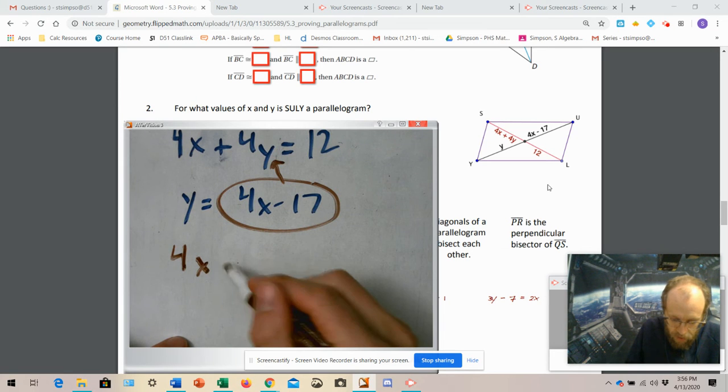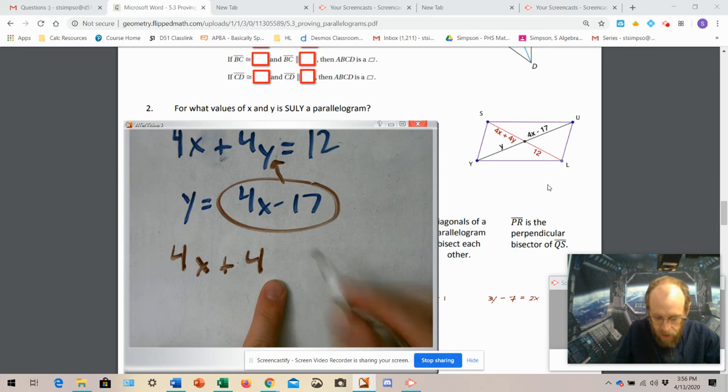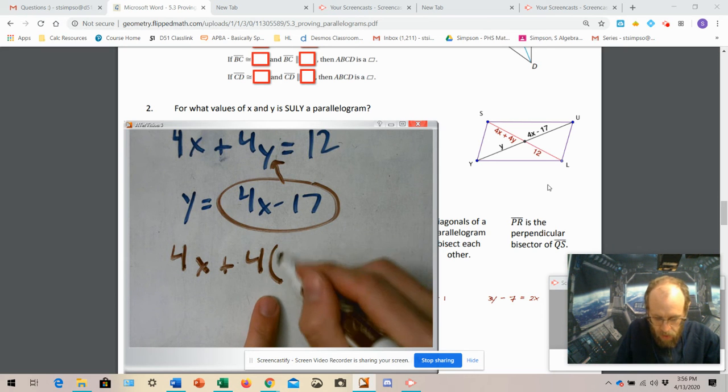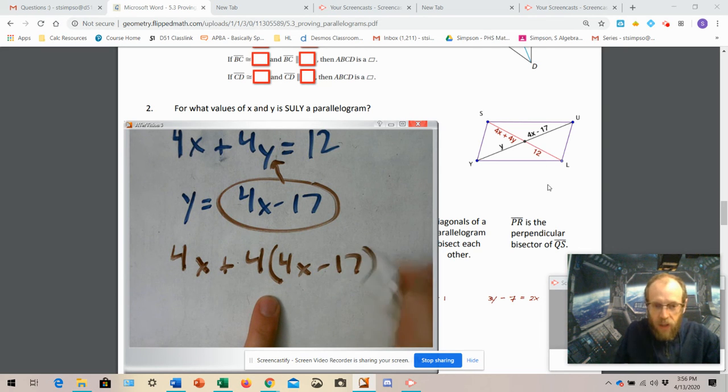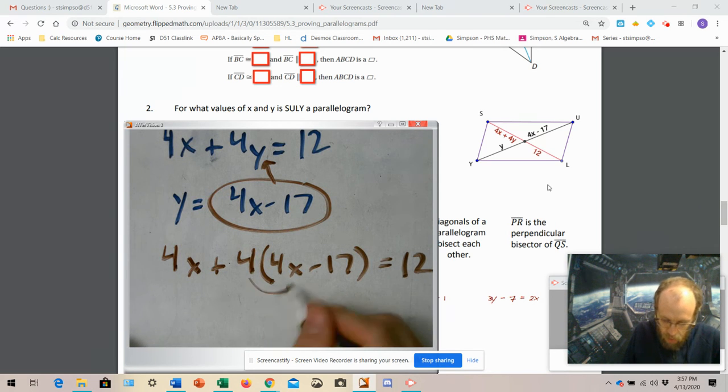So 4x plus 4, and instead of writing y, I write this whole thing, 4x minus 17. I like to put it in parentheses just to separate the y from all the other stuff a little bit. So 4x plus 4y equals 12. Now this equation only has one variable in it, just x. That means I can solve this equation. So distribute and go from there.